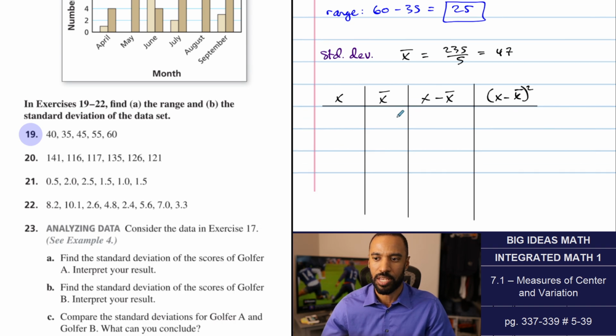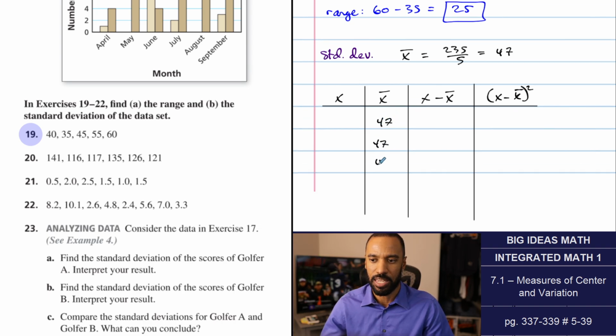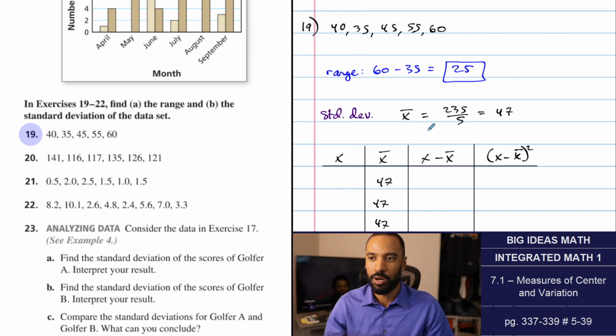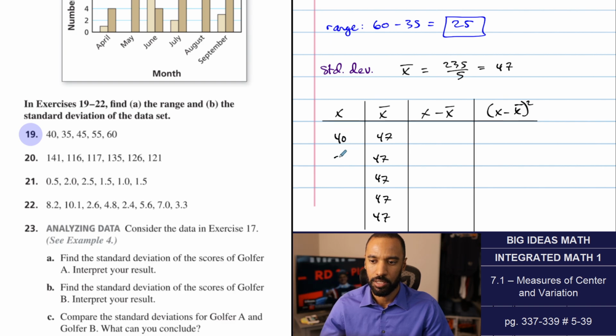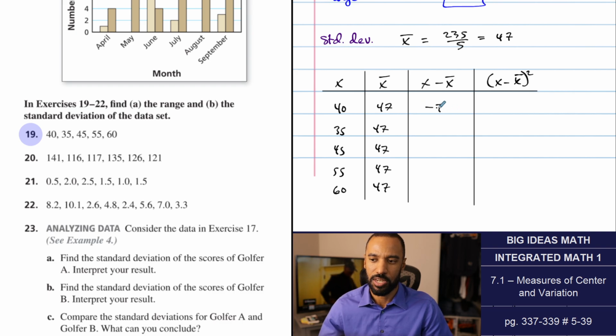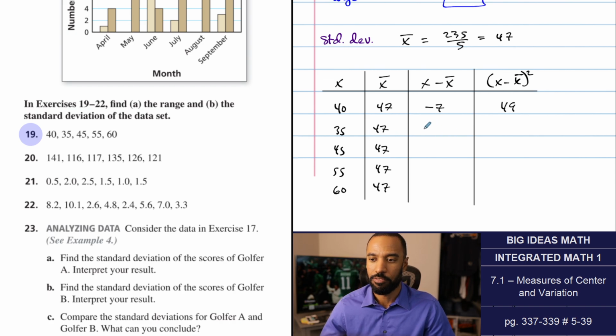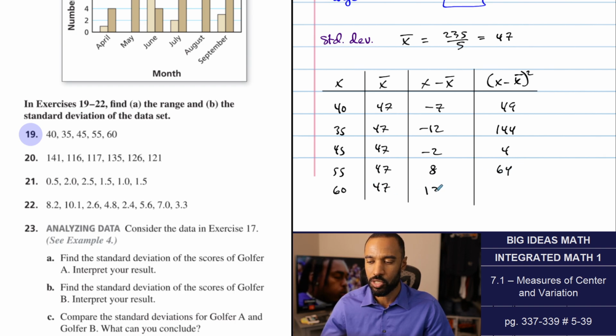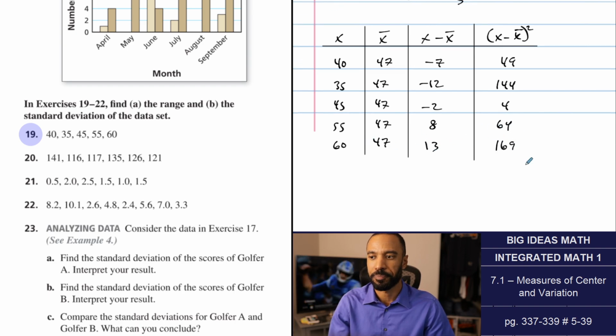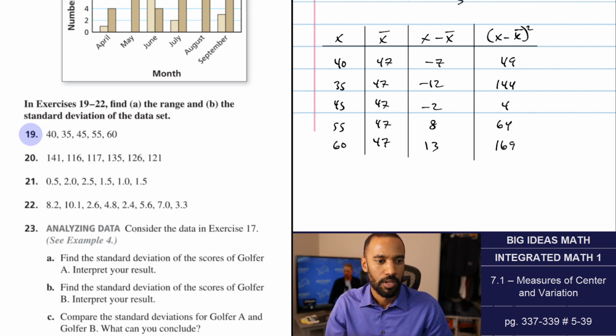So the average is 47. We compare our numbers to 47 each time by subtracting 47 from our number. So 40, 35, 45, 55, and 60. Okay. 40 minus 47 is negative 7. Negative 7 squared is 49. Positive. All of these will turn positive. 35 minus 47 is negative 12. Negative 12 squared is 144. 45 minus 47 is negative 2. Negative 2 squared is 4. And this is 8. 8 squared is 64. And this is 13. 13 squared is 169. I'm using the calculator to get that total.